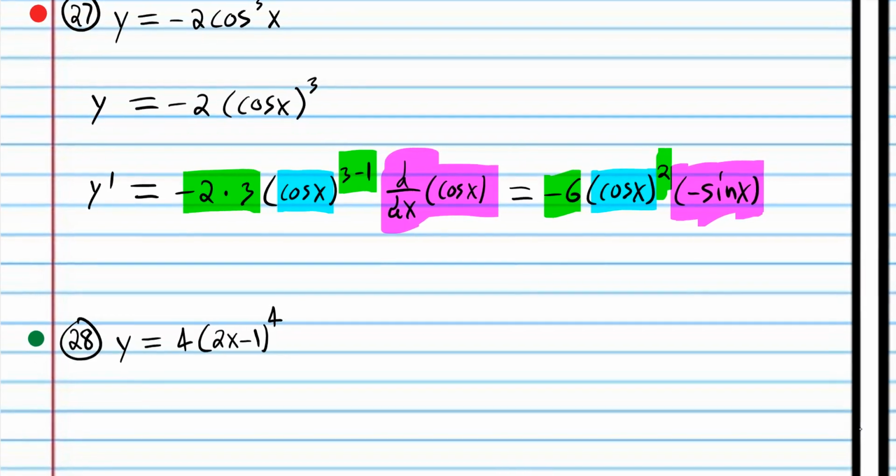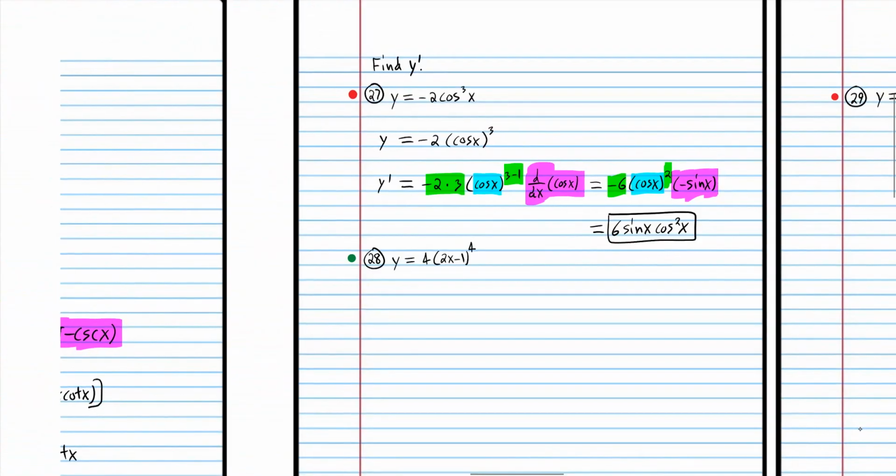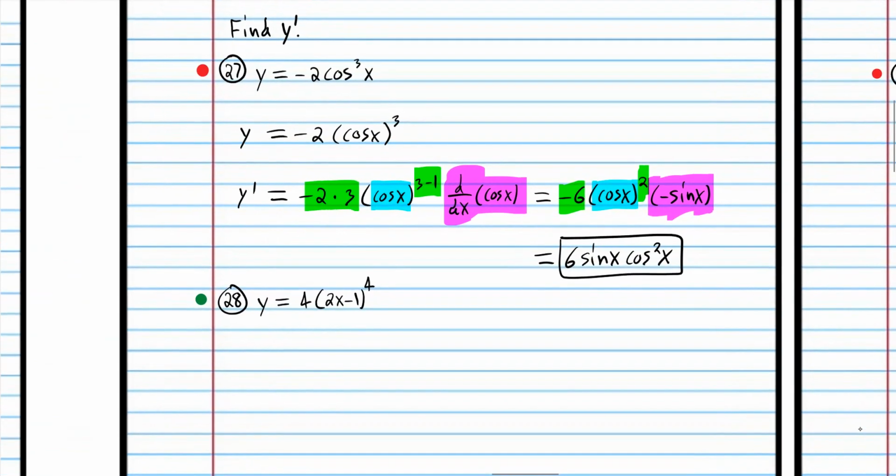And we can do one more step, put those negatives together, and I'm going to write the sine x first, it doesn't really matter. And I'm going to get rid of the parentheses on the cosine by changing the location of the 2 power. So there you go. I want you to try a problem like that. Go ahead and try number 28. When you come back, we'll do it together.